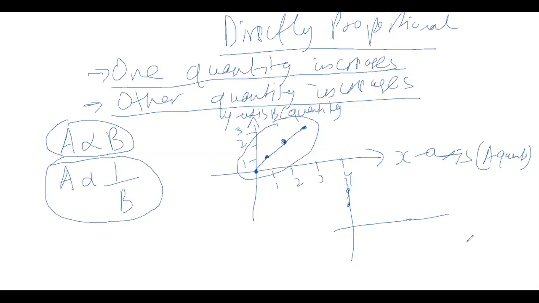Similarly, in inversely proportional, if quantity A is increasing and quantity B is decreasing by the same amount, by whatever amount quantity A increases, quantity B decreases by that amount, then we conclude that this is inversely proportional. Otherwise, we say as quantity A increases, quantity B is decreasing. Got it? Clear?